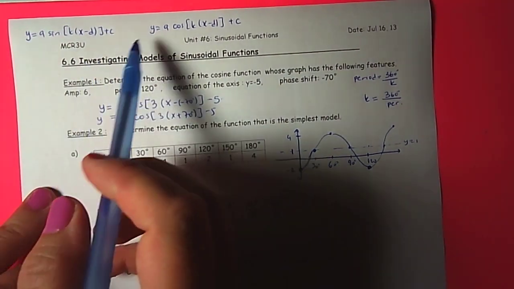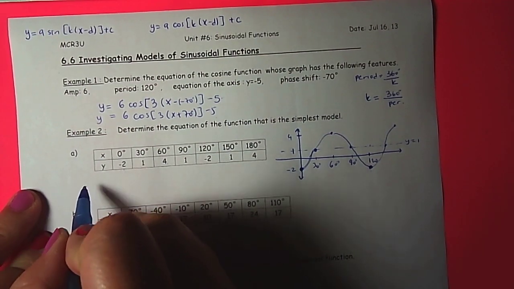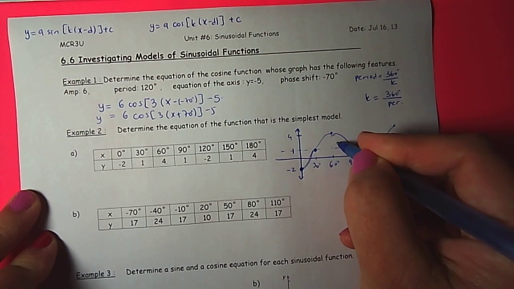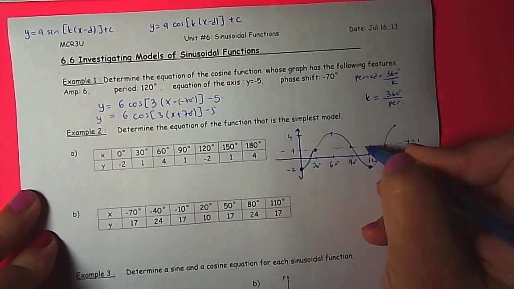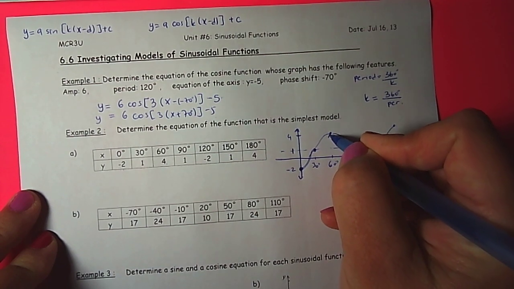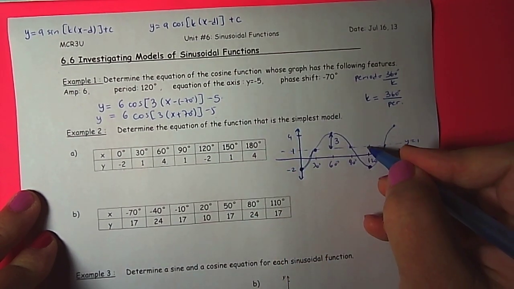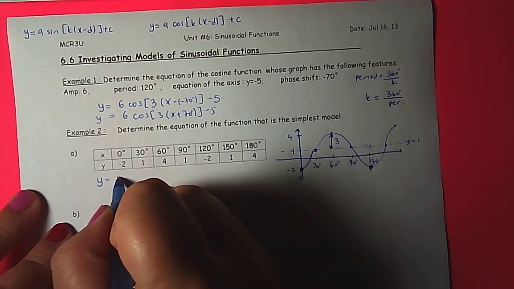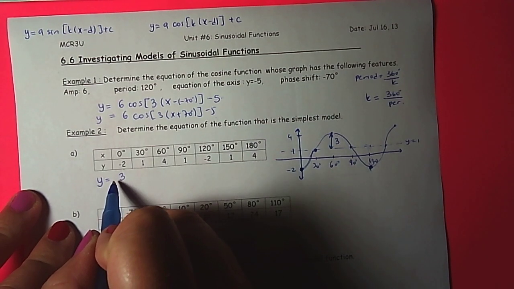So again, what do we need to find? a, k, d, and c. What is the amplitude? Amplitude, again, is the vertical distance from the axis to the maximum, or from the axis to the minimum. In this case, from 1 to 4 is 3 units. You could also do it from here, and that would also give you 3 units. So a equals 3, and we are going to decide if we need to put a negative or positive sign.